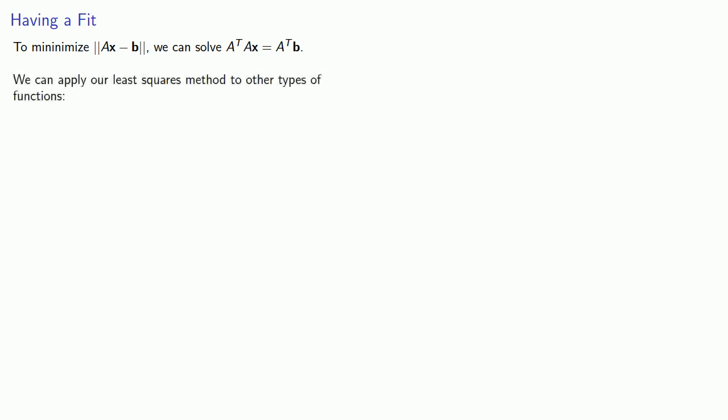So to recap our least squares method, to minimize the distance Ax minus b, we can solve the equation A transpose Ax equals A transpose b. Now, what makes this approach useful is that we can apply our least squares method to other types of functions. Any polynomial, exponential functions, and power functions.